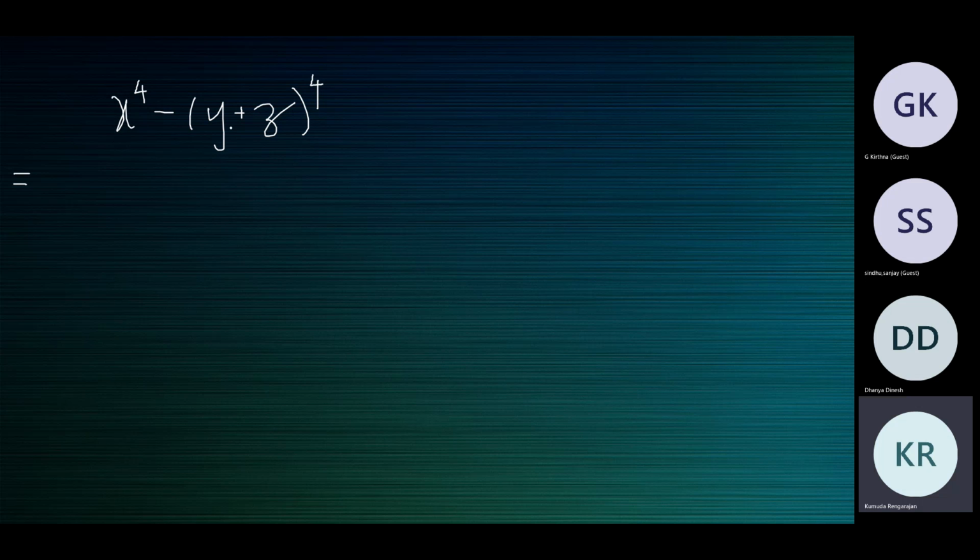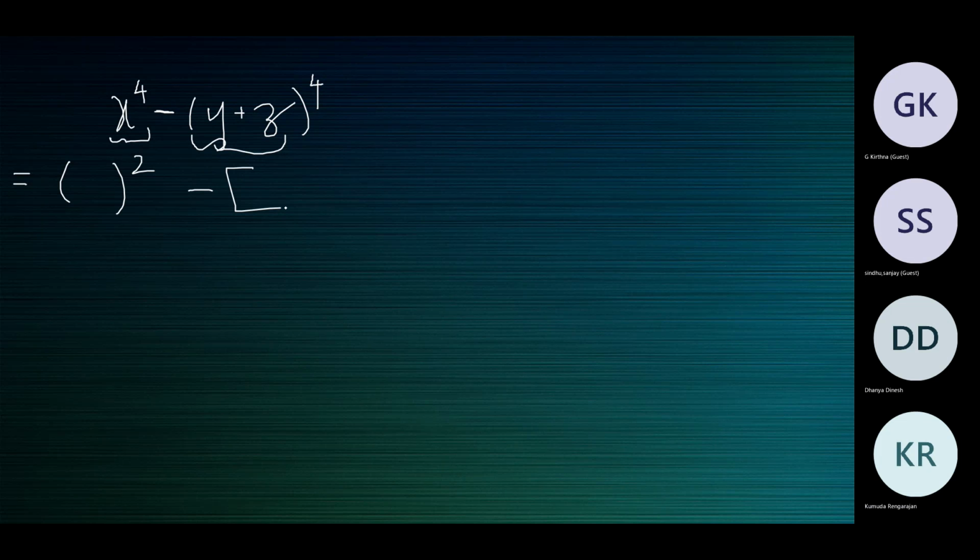So there are two terms. This is one term, and this is one term. This is raised to the power 4, and this is raised to the power 4. There's a minus sign in the middle. Now you should express this as a difference of two squares, that is something the whole square minus something the whole square.